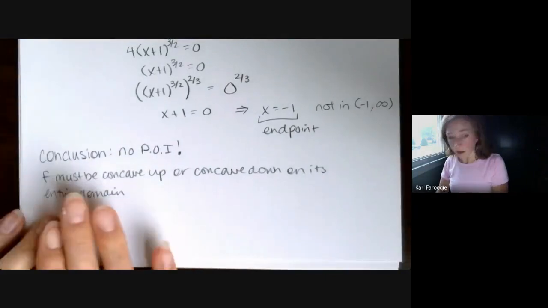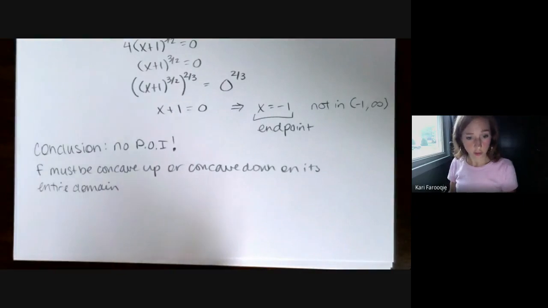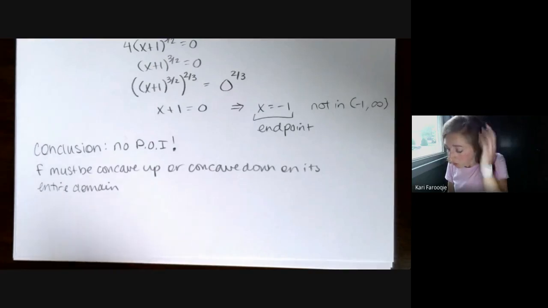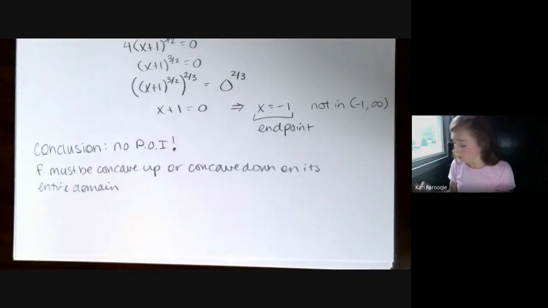Okay. There is concavity. We just need to determine what it is. It's going to be the same thing all the time. It's not going to change. So in order to figure that out, we're just going to pick a test point anywhere on the domain, anywhere you want.